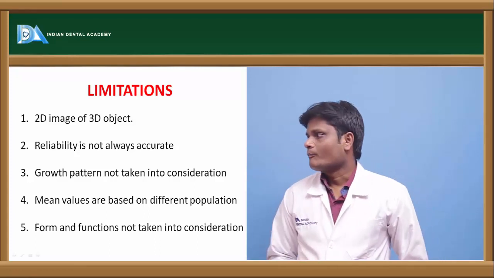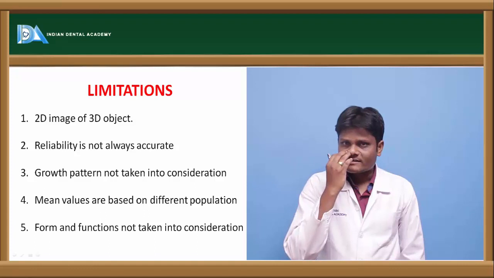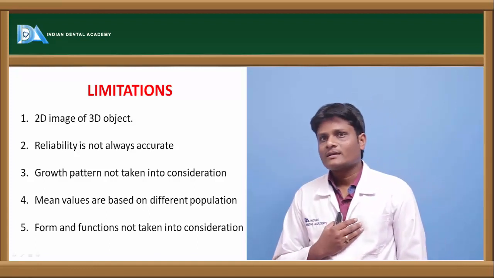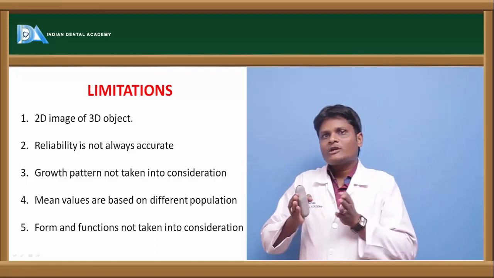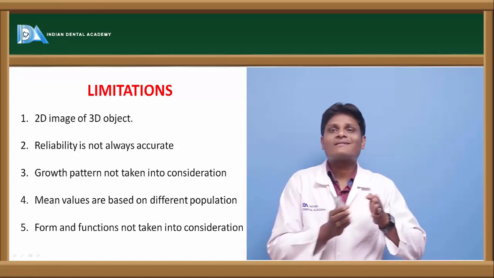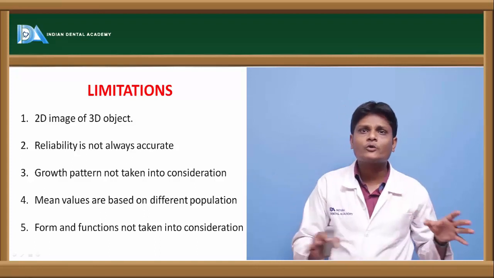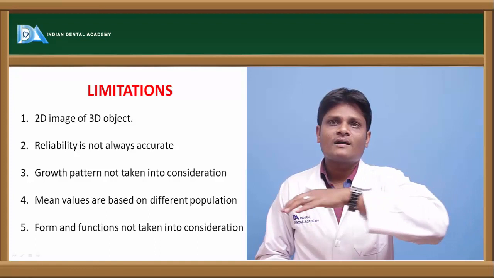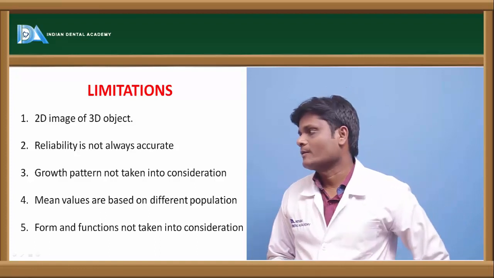Now, in the cephalometric analysis, the growth pattern is not considered. That means there are no normative values for one type of growth pattern and there are no normative values for another type of growth pattern. For any growth pattern, the optimum or normal value ranges are the same for every individual.